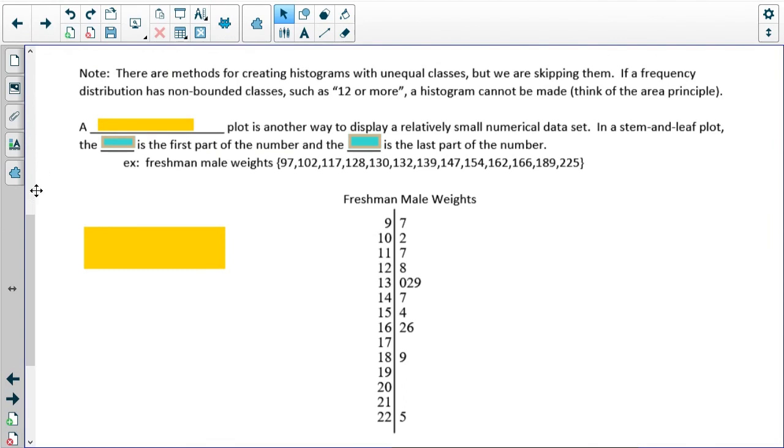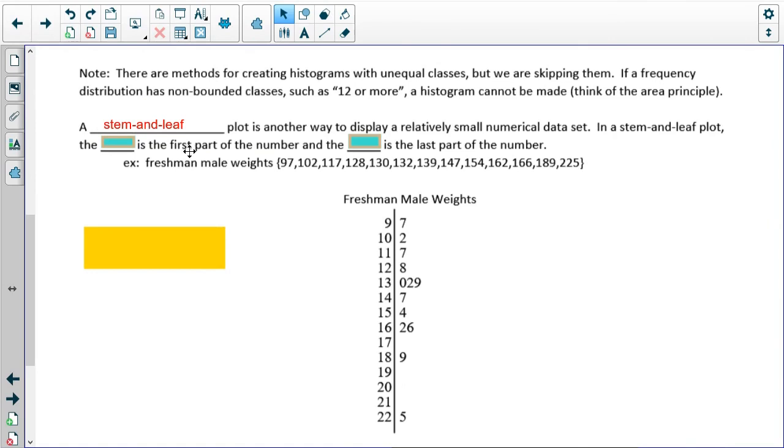If a frequency distribution has non-bounded classes like 12 or more, you can't make a histogram. So if it's something like how many referrals have you had in your high school career? 1 to 3, 4 to 6, 7 to 9, 10 to 12, more than 12. You can't make a histogram with something like that.